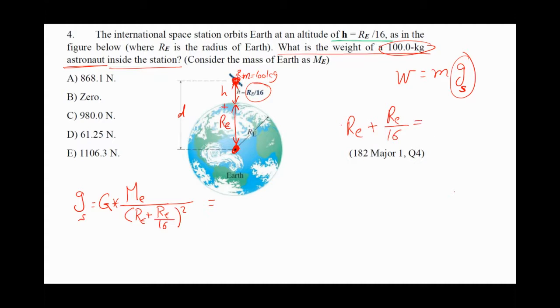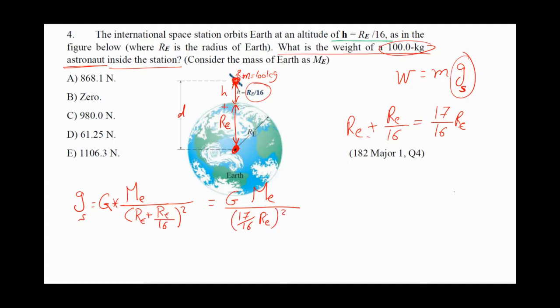So again, RE plus RE over 16 equals, this RE means 16 over 16 RE, so it will be 17 over 16 times RE. So RE plus RE over 16 equals 17 over 16 RE. So it's G times the mass of Earth divided by 17 over 16 times RE total squared.